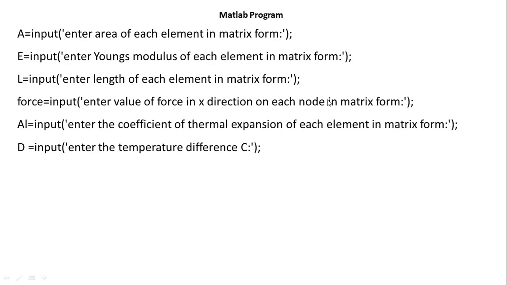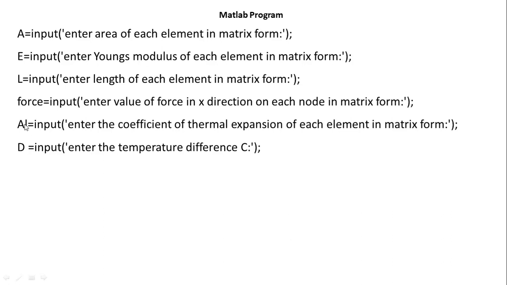Node 1 and node 3 are fixed supports, so there is no external force applied on those nodes. So node 1 is 0, node 2 is 400 kilonewton, and node 3 equals 0. Then AL, that is alpha. So for area we define A, and for alpha we define AL.